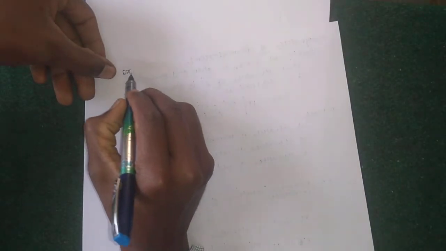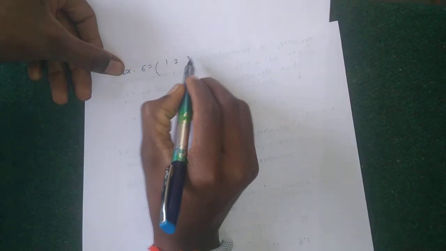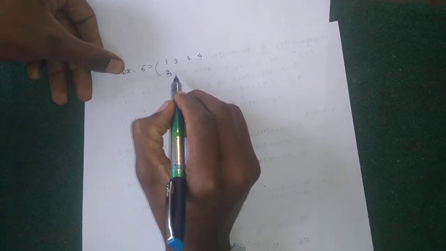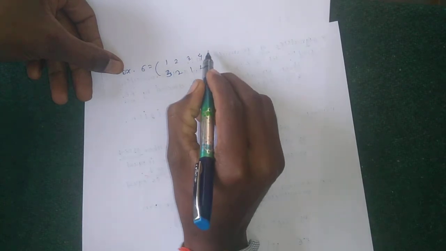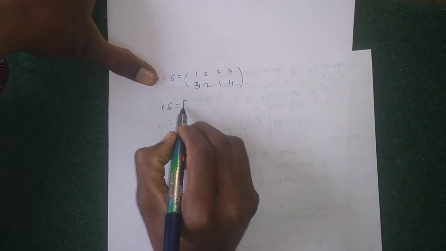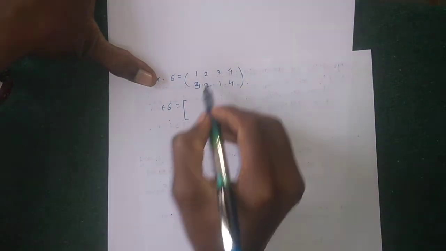Okay, how to find it? Similarly, suppose the next example, σ equal to 1 2 3 4 mapped to 3 2 1 4. Then find whether the given σ is odd or even. How to find ε(σ)? Okay, here I will write the values directly. These are all the values.